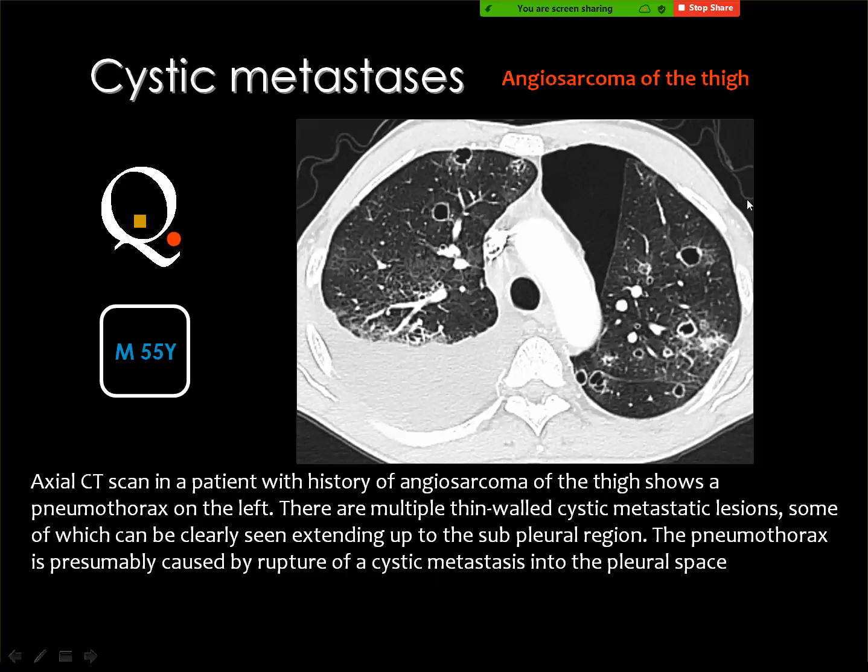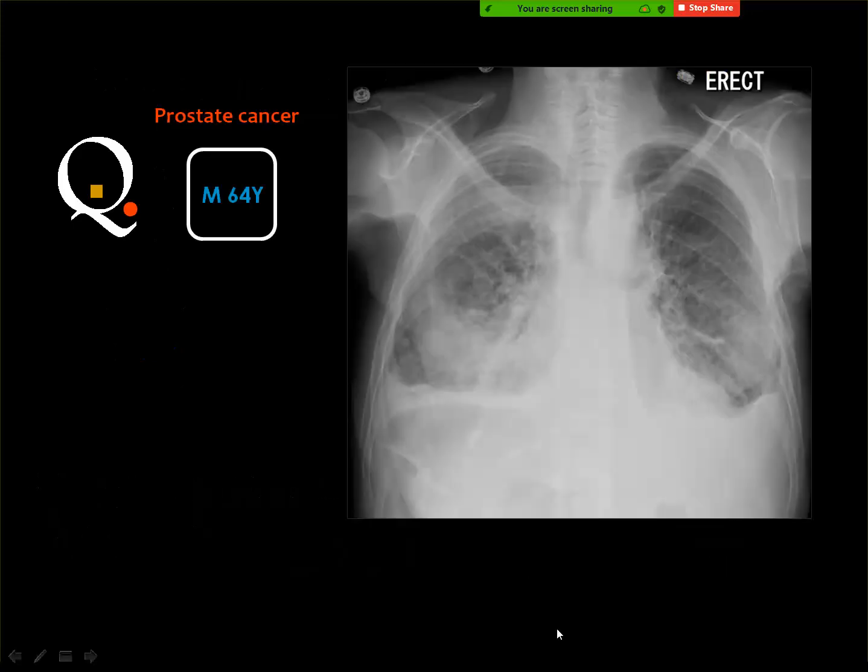And if you are asked about the differential diagnosis of cavitary nodules, there are a lot: septic emboli, Wegener granulomatosis, rheumatoid nodules, and many others. But in the presence of a positive history of primary malignancy, you forget about all of them and remember only the possibility of metastasis.